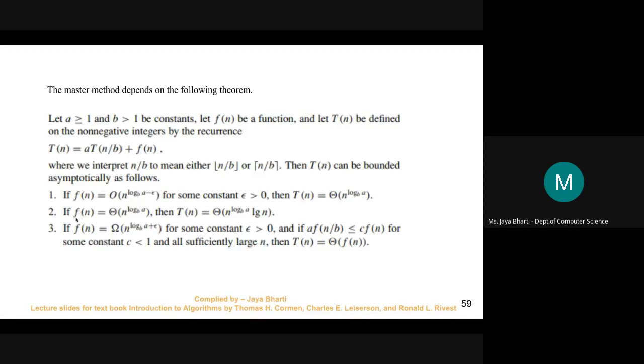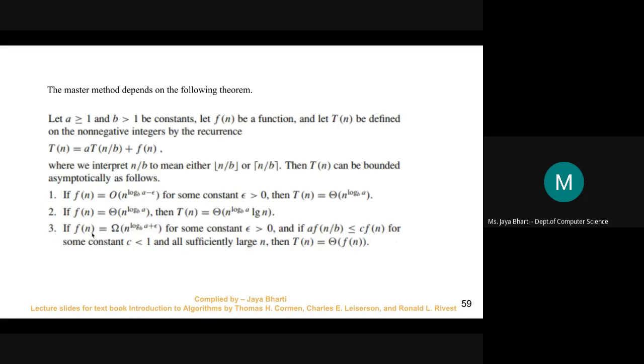And the second case is if f of n is equal to theta of n to the power log a base b. If this is the condition, then the solution will be T of n is equal to theta of n to the power log a base b times log n. So in the second case, we multiply the previous solution by log n.